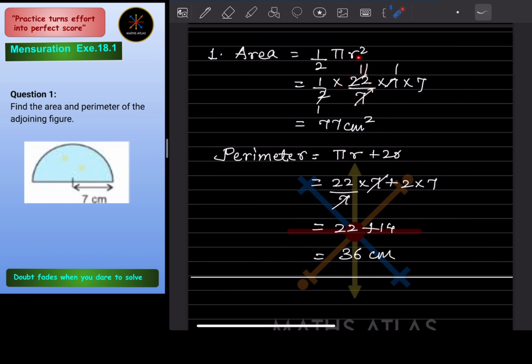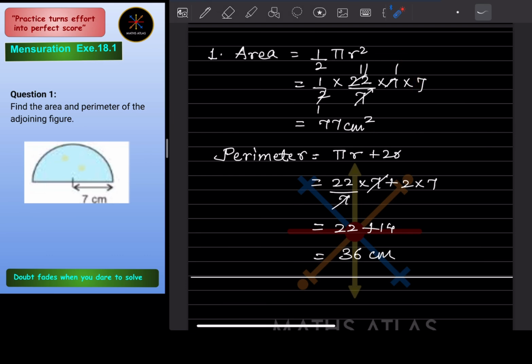Now here the radius is given. You can see this part, this is 7 centimeter, which means this is the radius of it. So that will be half into 22/7 into 7 square. Now we can simplify this one. So that is going to be 77 centimeter square.